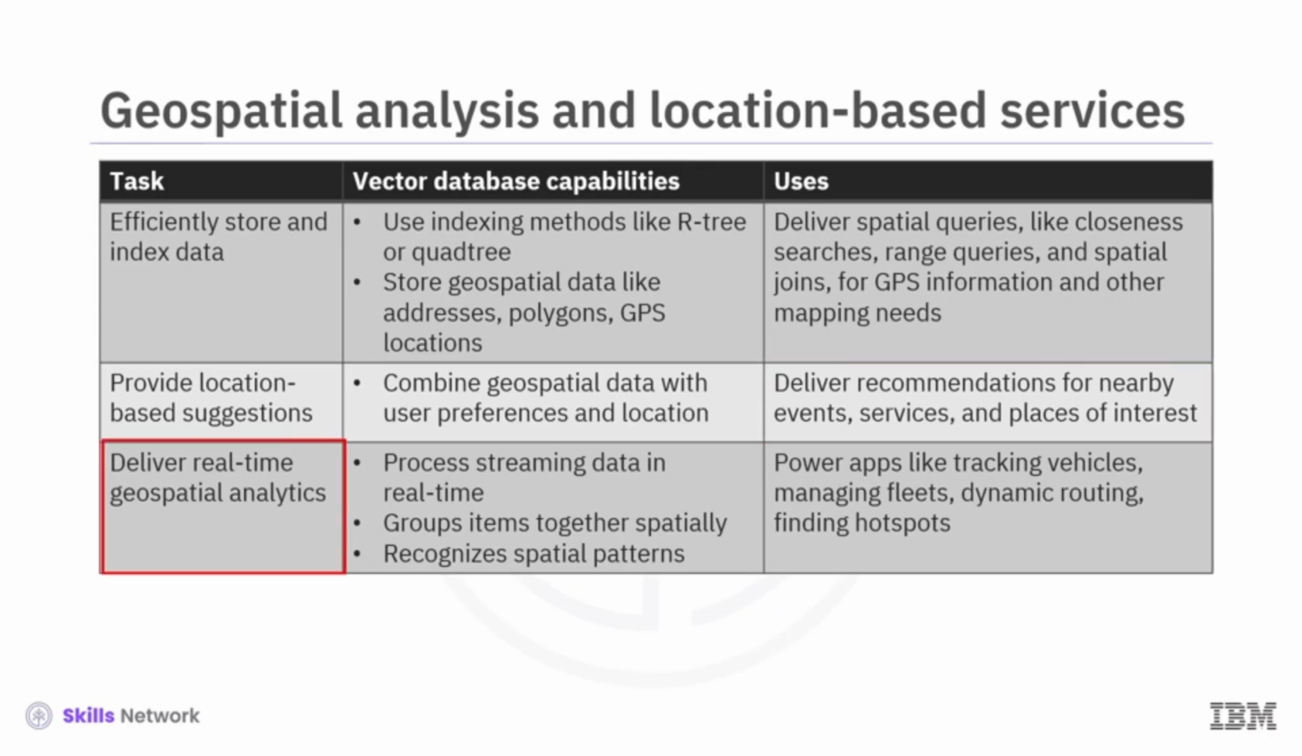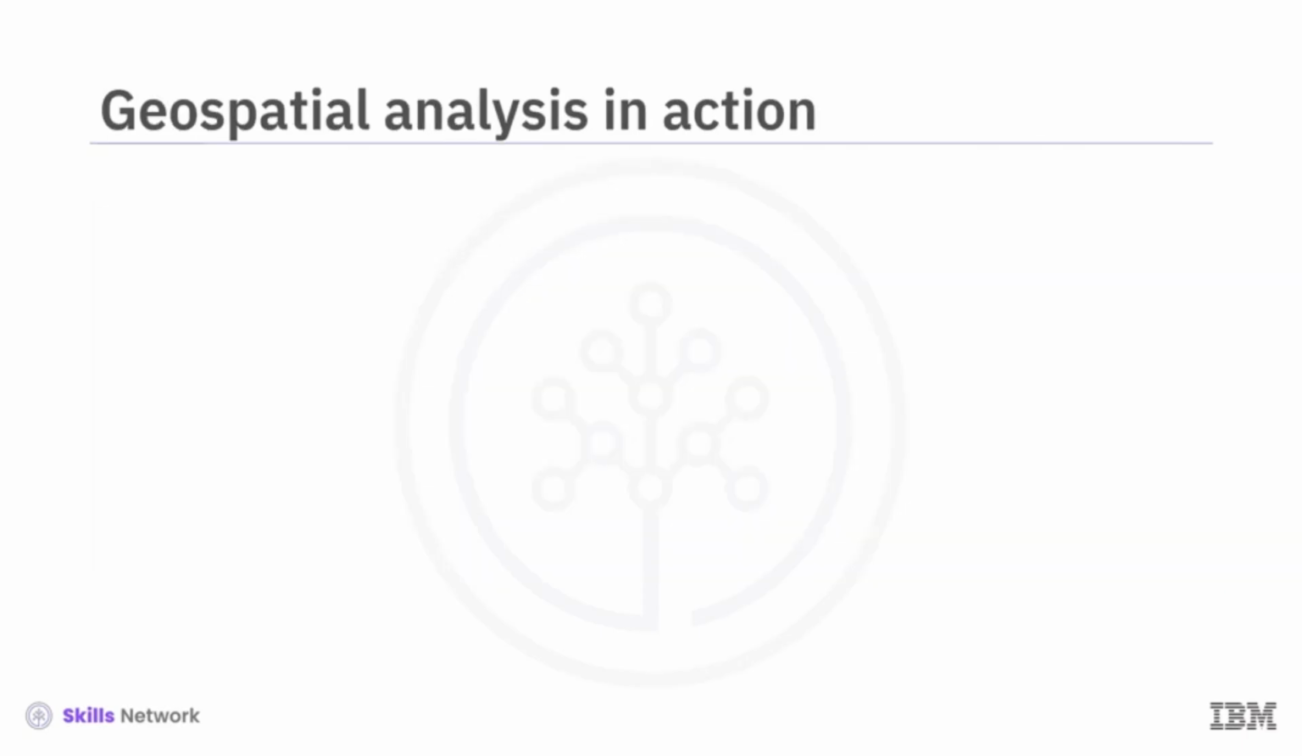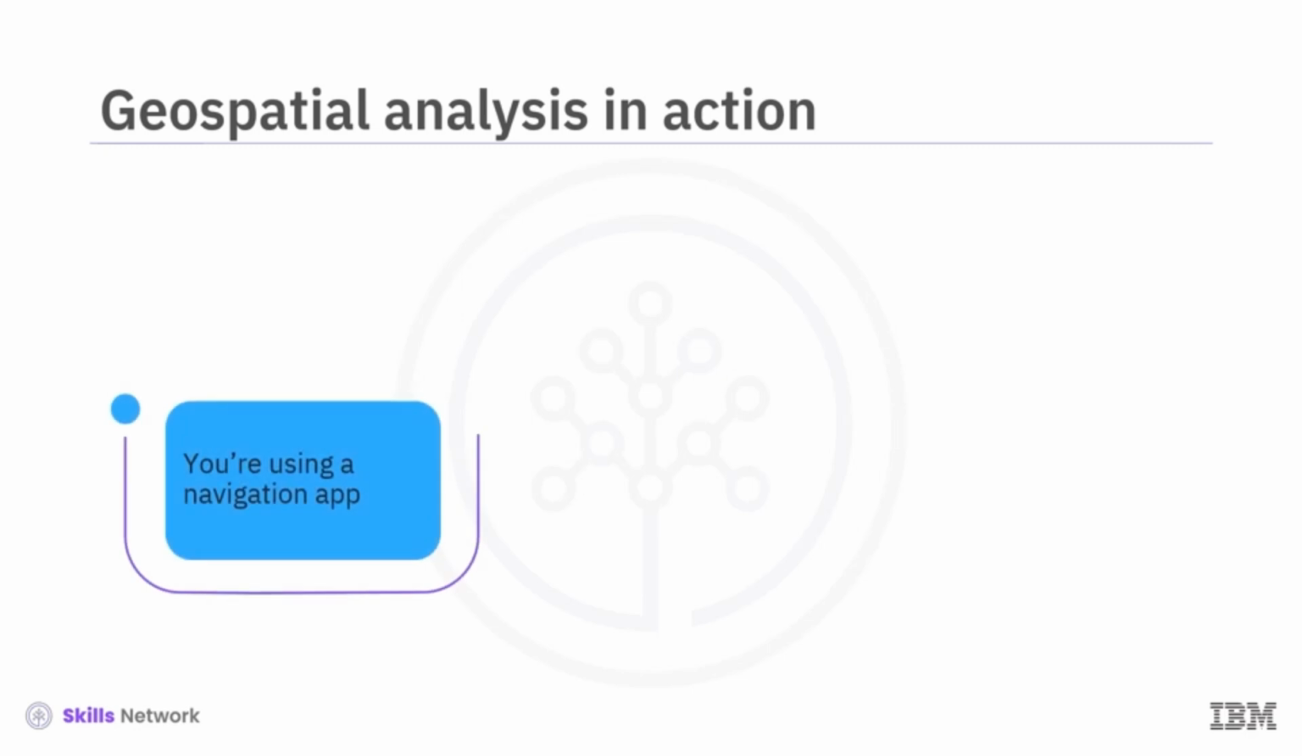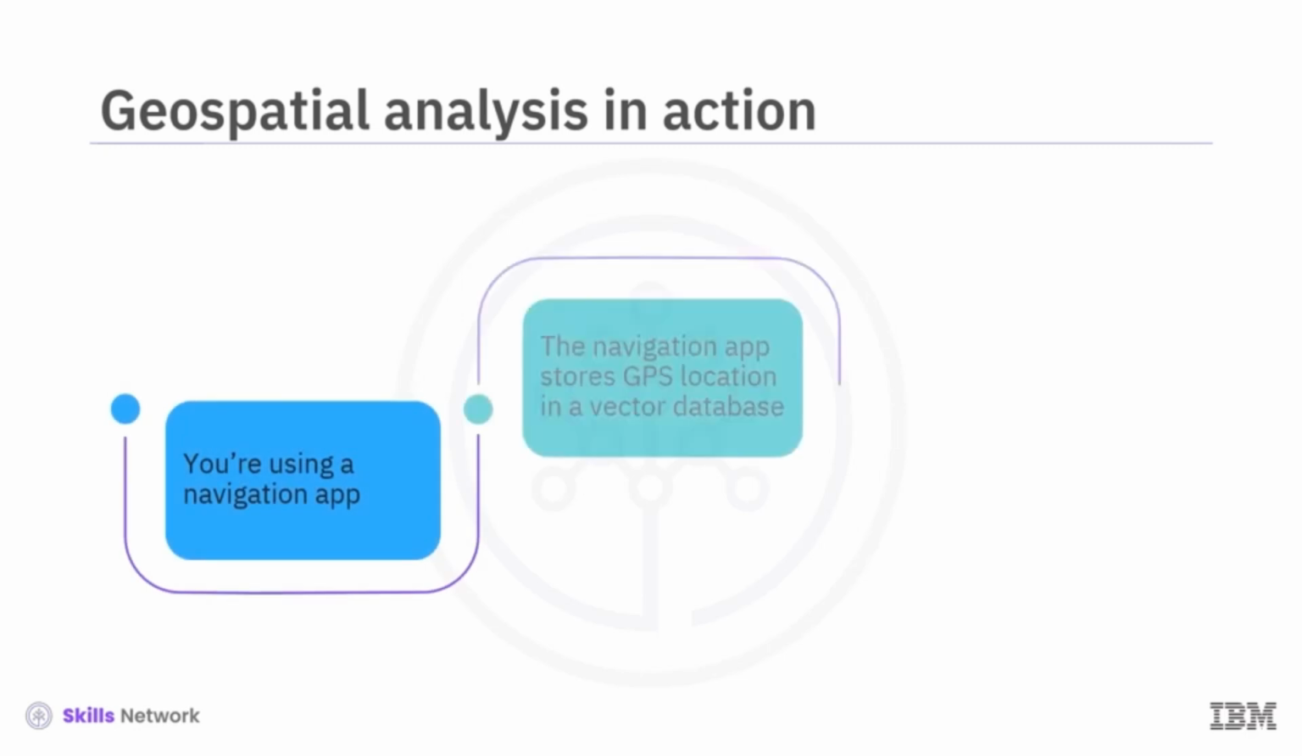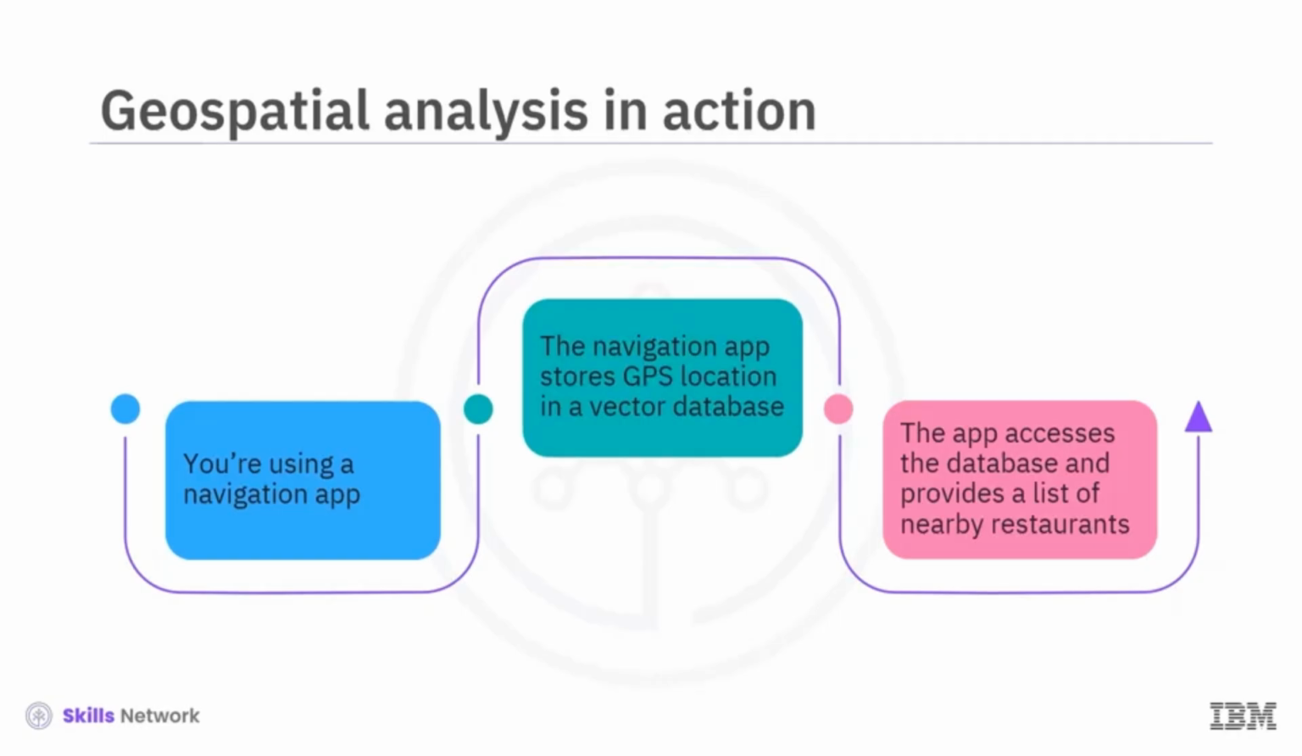Vector databases specialize in delivering real-time geospatial analytics. Vector databases can process real-time streaming data, group items together spatially, and recognize spatial patterns. These capabilities power apps like vehicle tracking, fleet management, dynamic vehicle routing, and even locating hotspots. Imagine you are on vacation and using a navigation app to locate a restaurant. The navigation app uses a vector database to store the GPS locations of places to eat and visit. The app checks the database and provides a list of restaurants within a certain distance of your location.